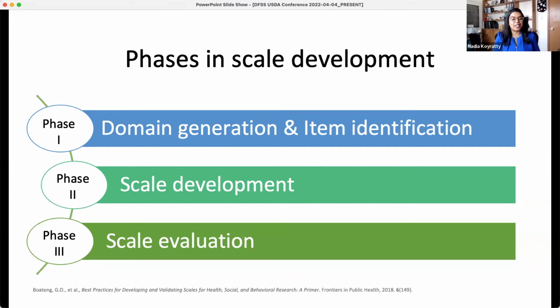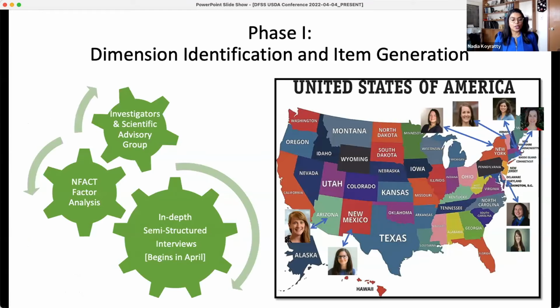The third phase is the evaluation of the final scale obtained from phase 2. So this is when we will be looking at reliability and validity of the scale and its dimensions across time, people, type of disasters, etc. Now, our project is still a work in progress.